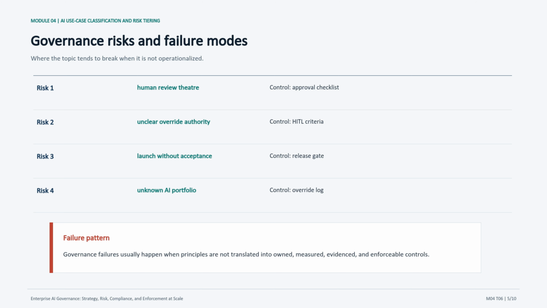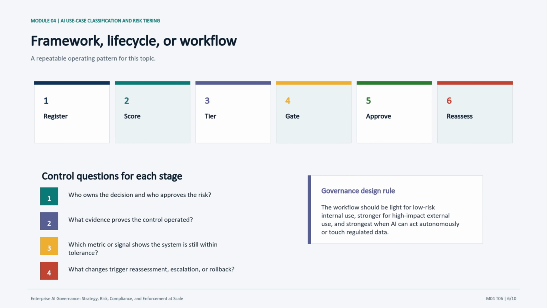For this topic, the control pattern includes approval checklist, HITL criteria, and release gate. A useful classroom prompt is, if this failure happened next quarter, who would notice it? What evidence would prove it? And what decision would the organization make next? The big takeaway is that principles must become owned, measured, evidenced, and enforceable controls. That sets up the workflow on the next slide. This slide gives learners an operating pattern.